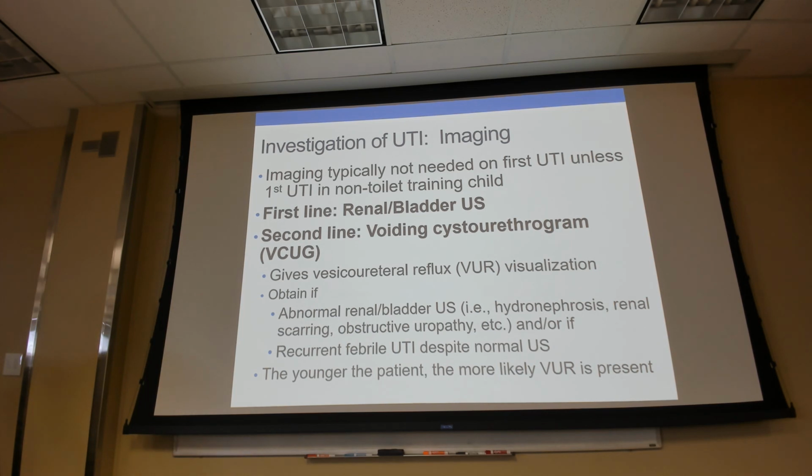After that, your first line is going to be your renal bladder ultrasound. The second line, if it continues to be recurrent, if it's abnormal, so if your renal bladder ultrasound is abnormal, if it's recurrent despite a normal one, or if they're under that year and you're working with nephrology, those are who's going to be getting those VCUGs.